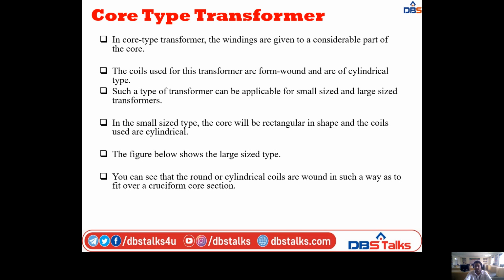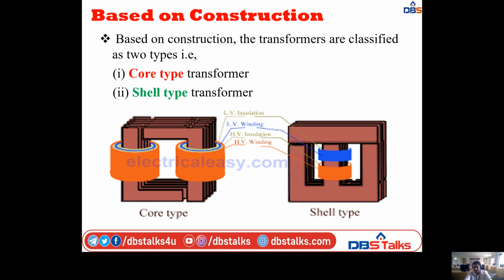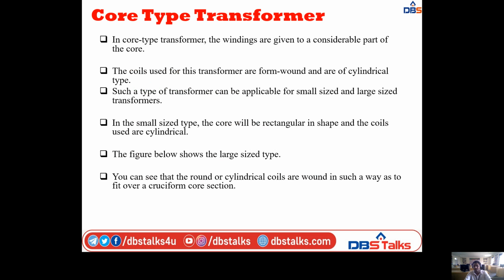In the core type transformer, the windings are given to a considerable part of the core. Here I am giving the winding to a considerable part of the core. The winding is placed on a considerable part of the core.